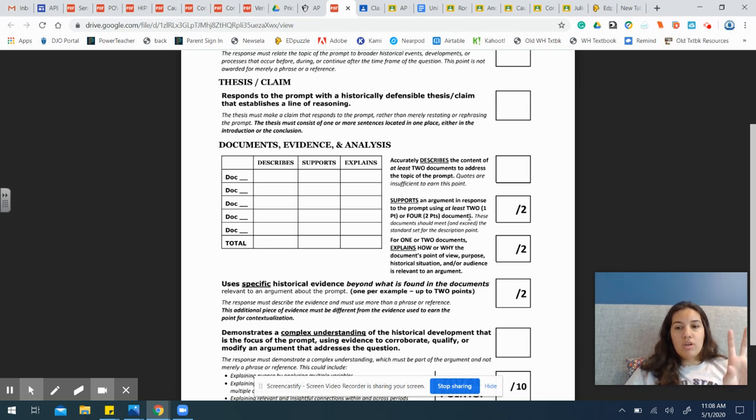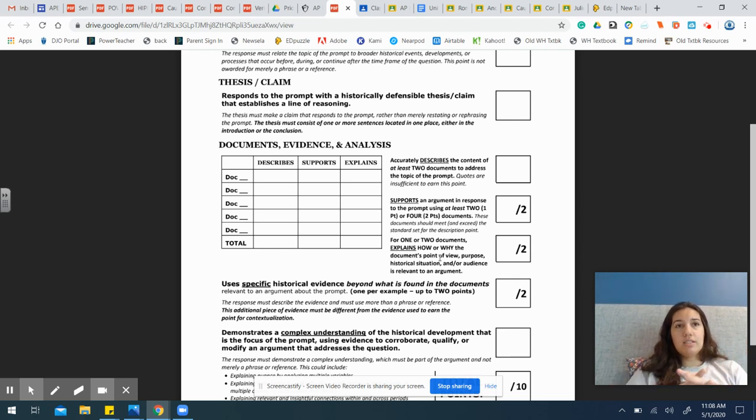Then you can use two documents for the support area. So first, describe two documents connecting to your first point. How does it support your first point? And then what are the point of view, purpose, audience, etc. of those two documents linking to your thesis statement.